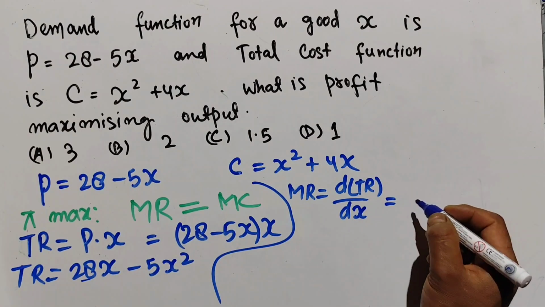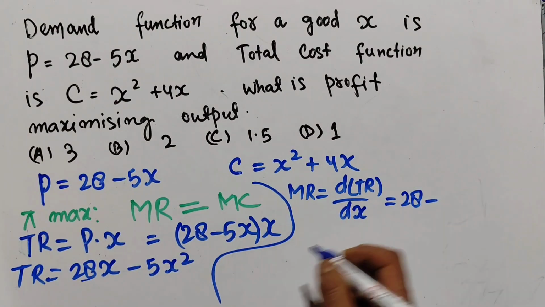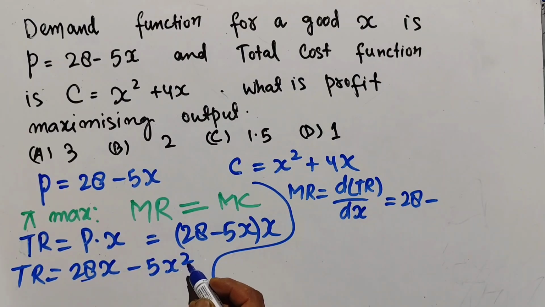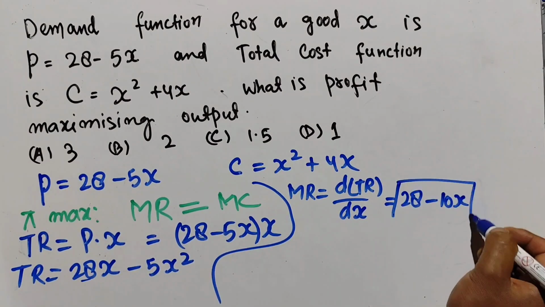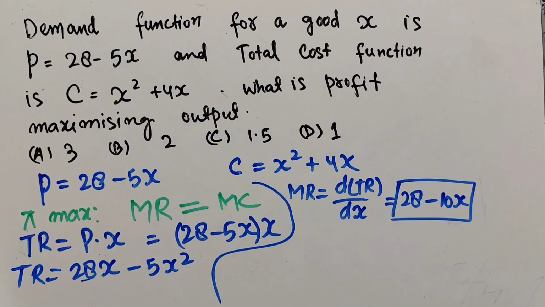Derivative of x is 1, so we are left with 28 minus the derivative of x square in the second term, which is 2x, so 2 into 5 is 10x. This is our marginal revenue. And what about marginal cost?